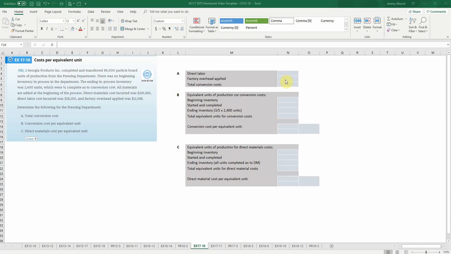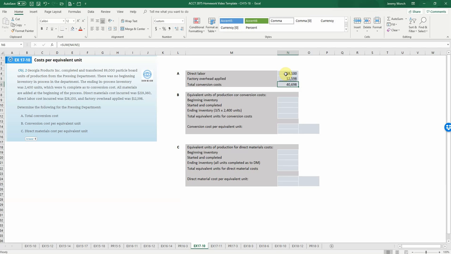So in part A, it tells us that we have direct labor of 28,100, and factory overhead of 12,589. So our total conversion cost is 40,689. Not too much to it.